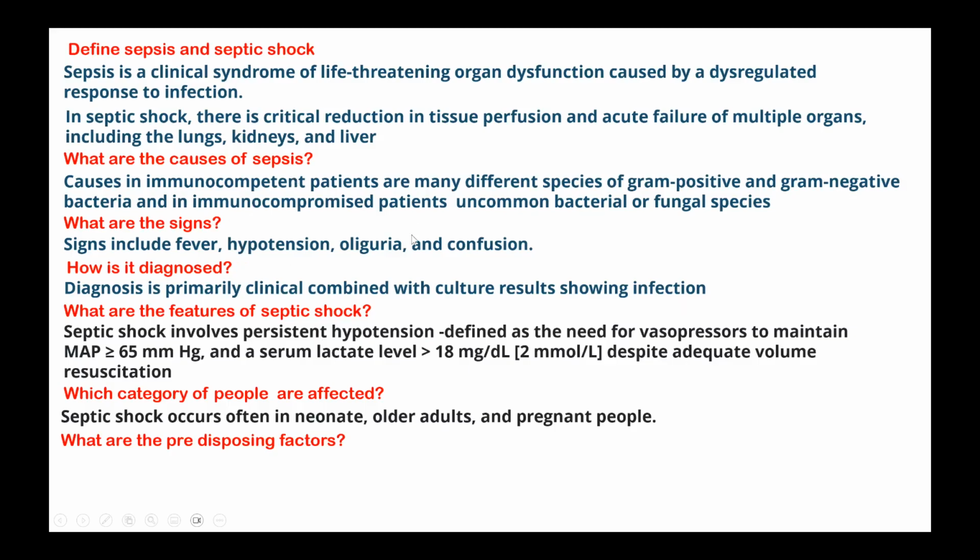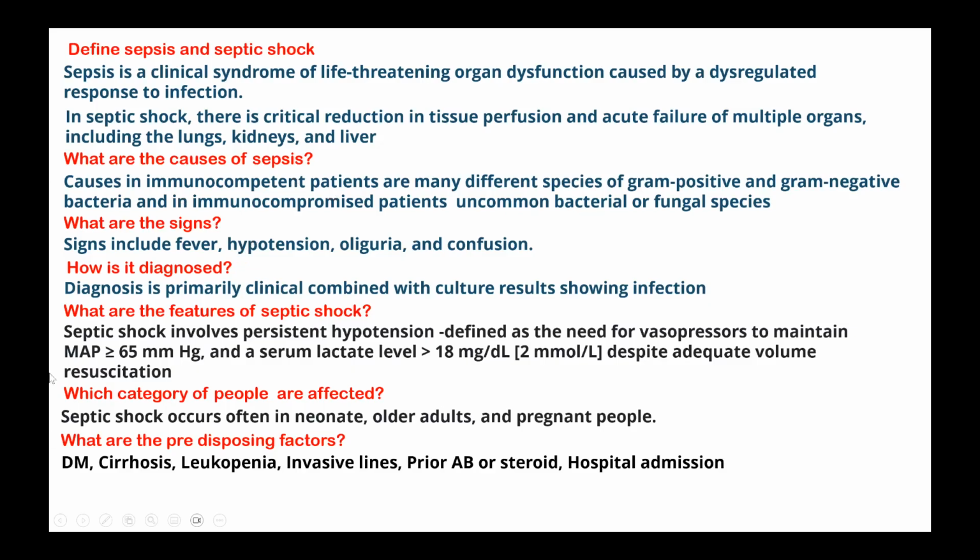Of course, immunocompromised patients are potentially always under threat, so they have to be guarded more from falling into sepsis. The predisposing factors in immunocompetent patients can be diabetes mellitus, cirrhosis, leukopenia, invasive lines, and prior antibiotic or steroid therapy. If they have been admitted to the hospital for some other problem, they are also more prone to develop a hospital-acquired infection and go into the state of sepsis.